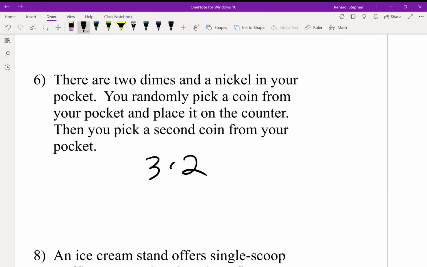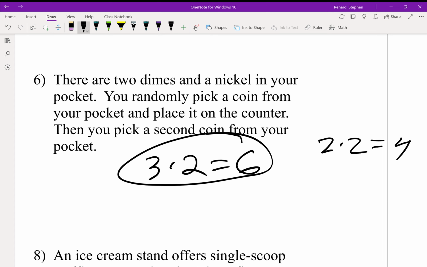I guess arguably you could say that because they're the same thing, you'd go 2 times 2, because you can only pick a dime or a nickel the first time, and then a dime or a nickel the second time. That's 4. But we're going to go with 6 as the correct answer because the 2 dimes are different.